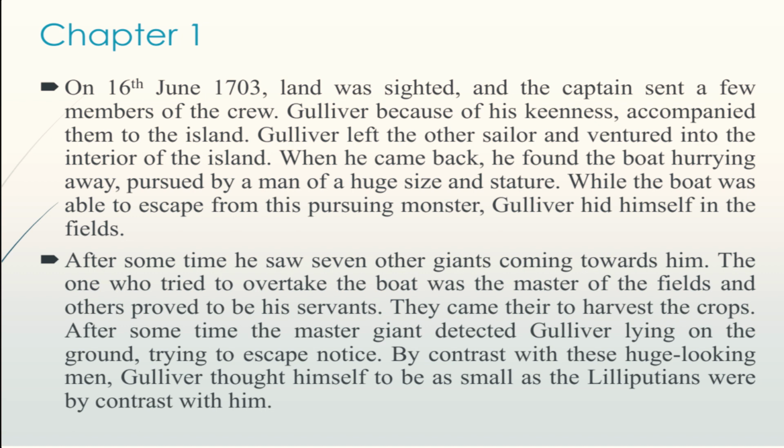After some time, he saw 7 other giants coming towards him. The one who tried to overtake the boat was the master of the fields, and others proved to be his servants. They came there to harvest the crops. After some time, the master giant detected Gulliver lying on the ground, trying to escape notice. By contrast with these huge-looking men, Gulliver thought himself to be as small as the Lilliputians were by contrast with him.